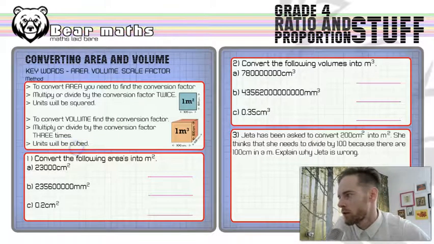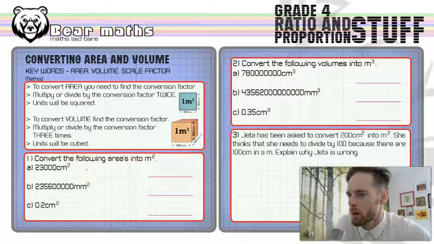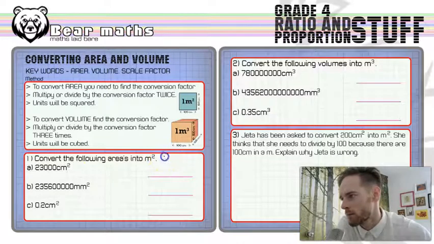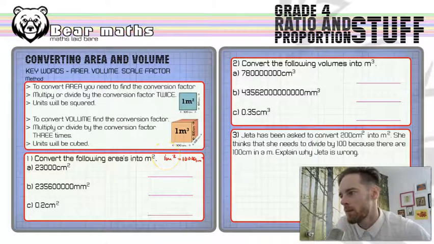Okay, so let's have a look at this first question and try and do some of it without a calculator. Convert the following areas into meters squared. Now, what we know is that 100 centimeters are in 1 meter. So 100 times 100 is 10,000 centimeters squared. 1 meter times 1 meter is 1 meter squared. So 1 meter squared is equal to 10,000 centimeters squared, and that's the really tricky thing to get your head around here. There are 10,000 little square centimeters in 1 meter squared.